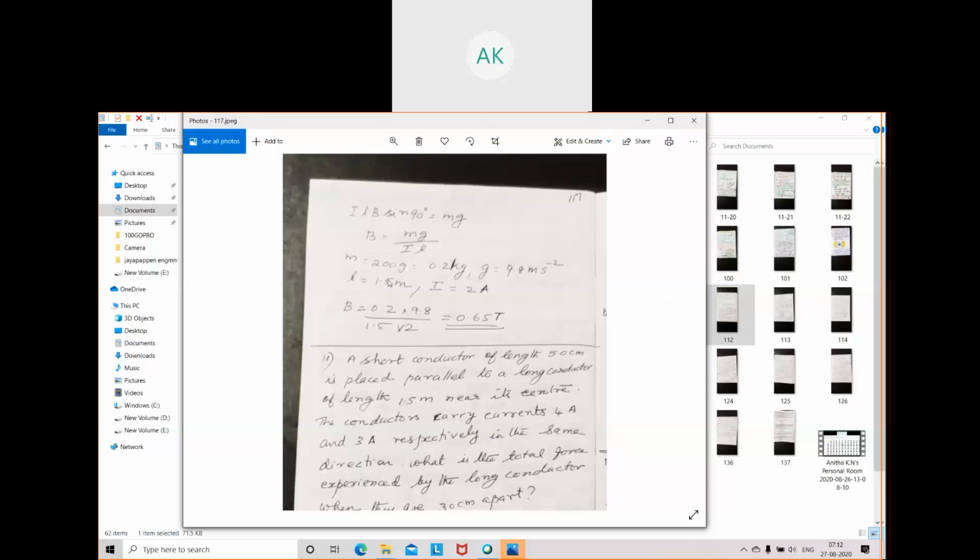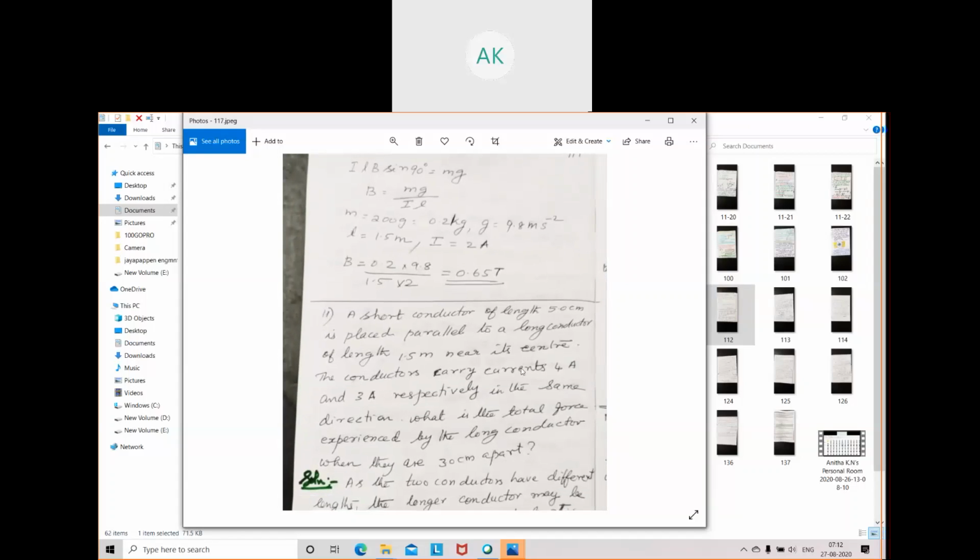So m is given, converted into kilogram. g is 9.8 meter per second square. L equals 1.5 meter, I equals 2 ampere. Substituting, we get 0.65 Tesla. That is the magnitude of the magnetic field. Okay, next question.